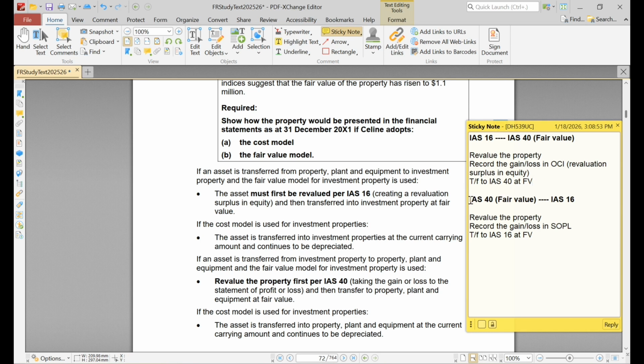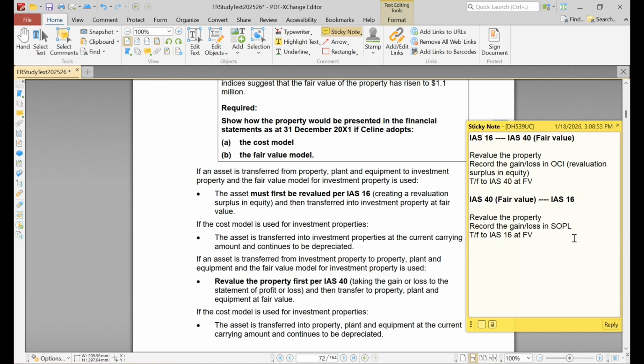And if it's a reverse case, that you're transferring an investment property to property, plant and equipment, and the fair value model is used for the investment property, then first you would revalue the property. Because it is currently an investment property, you would record the gain or loss on the revaluation in SOPL, not in OCI, and then you would transfer it to IAS 16 at fair value.